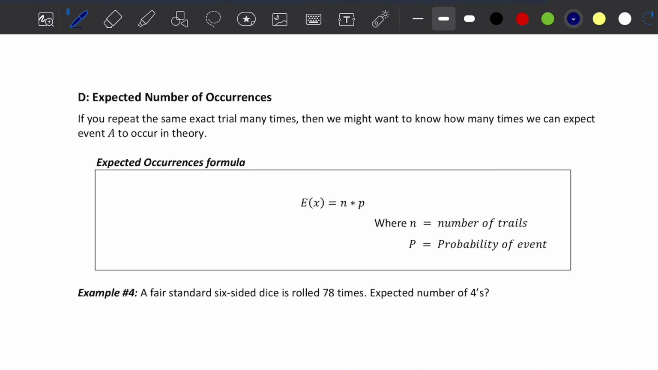Then let's talk about the cases where we need to calculate the expected number of occurrences. If we repeat the same exact trials many times, then we might want to know how many times we can expect event A to occur in theory, right? In those cases, we need to use the expected occurrences formula, E(X) equals N times P, where N is the number of trials and P is the probability of the event.